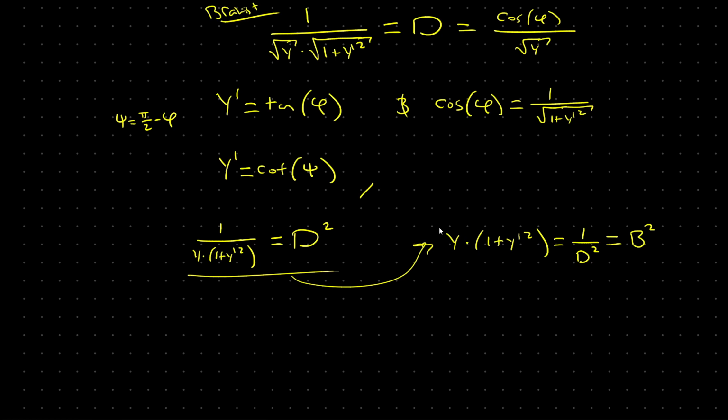Note also that 1 over 1 plus y prime squared, with y prime equals cotangent of psi, is the same thing as 1 over 1 plus cotangent squared of psi, which is the same thing as sine squared of psi.